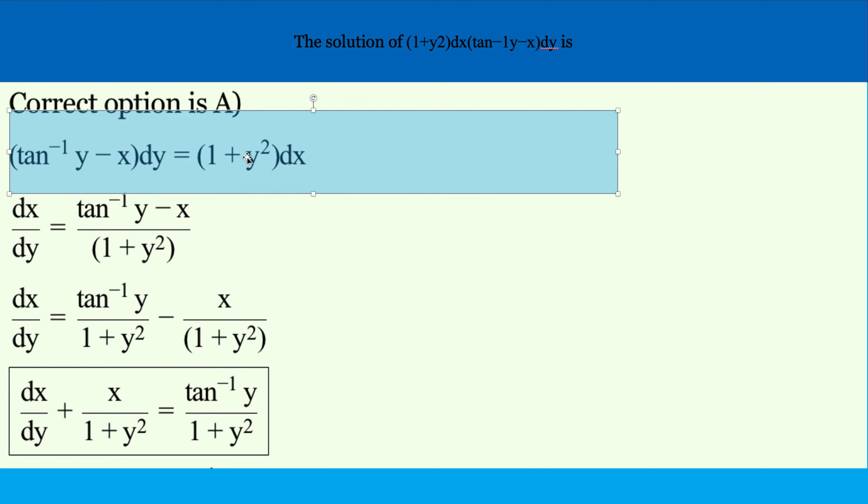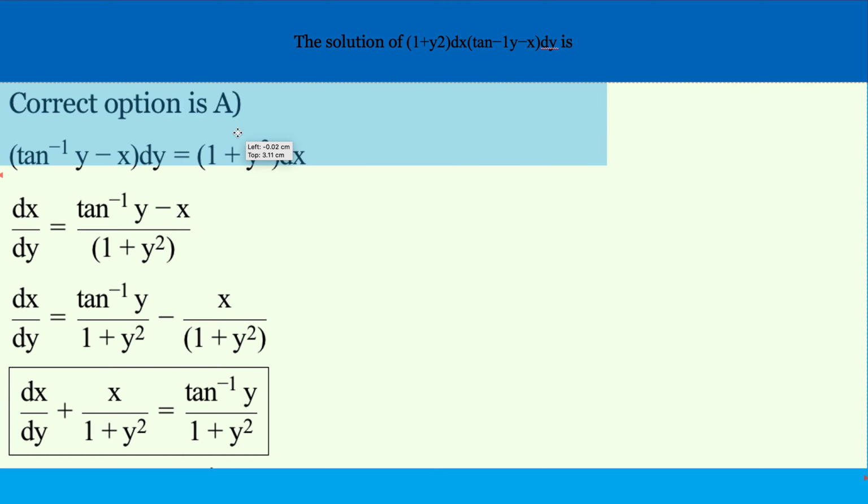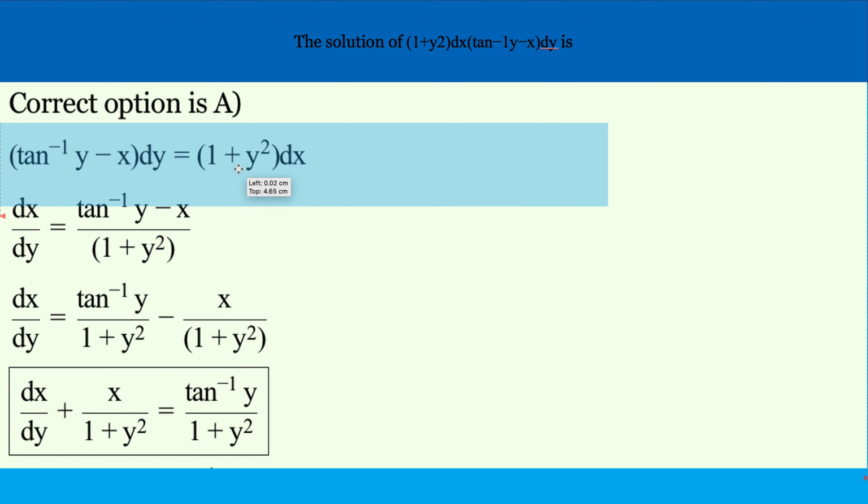In this one, we need to find the solution of 1 plus y squared dx. Simply we need to find the solution of this equation. So again, we will first put it in the formula for the differential equations, which is dy by dx plus py equals q, right?